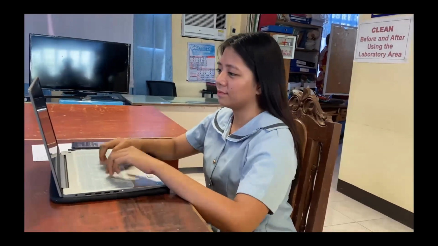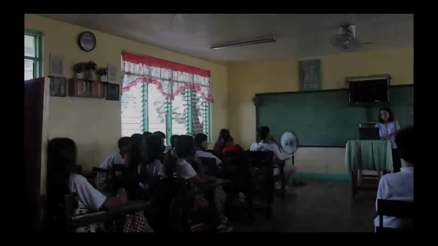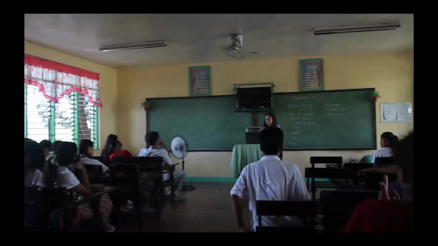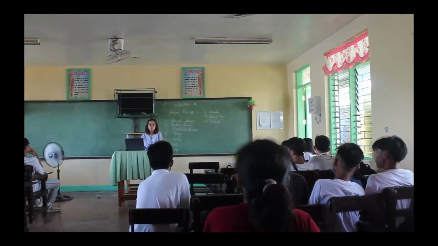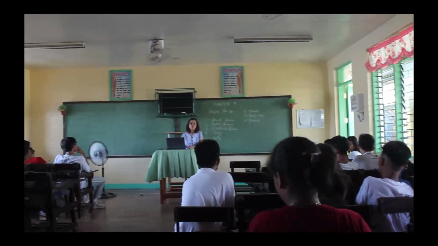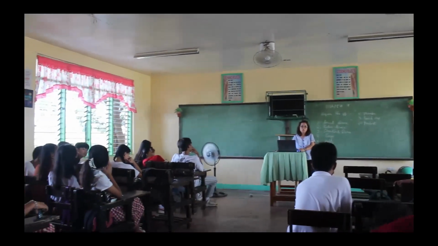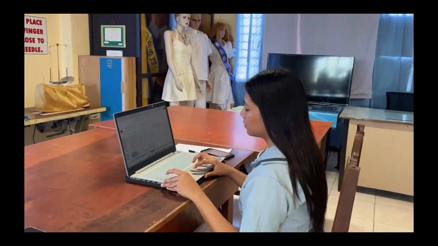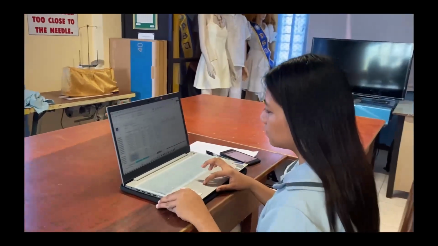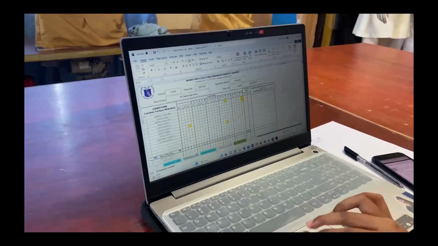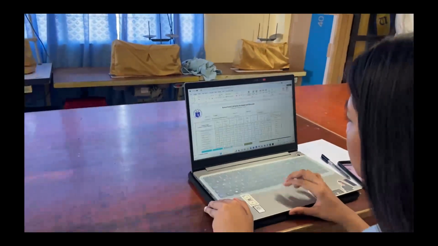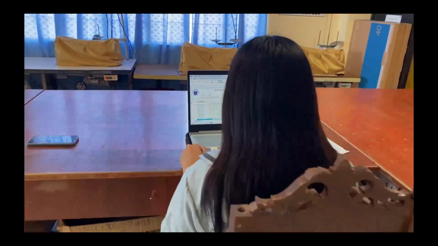Lastly, which of the different school forms is the most difficult to accomplish? What will you do to lessen the difficulty of accomplishing this form? In summary, most of us answered that the difficult school forms to accomplish are school forms 9 and 10. School form 9 contains the grades of the students in every quarter, while school form 10 or form 137 contains grades of the learners in every quarter for the whole academic year.